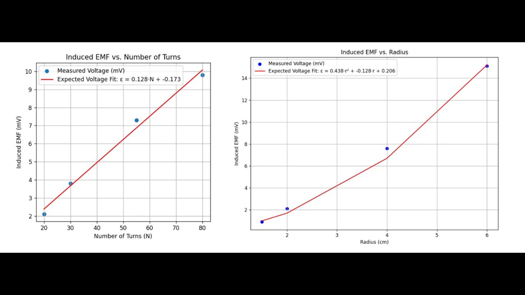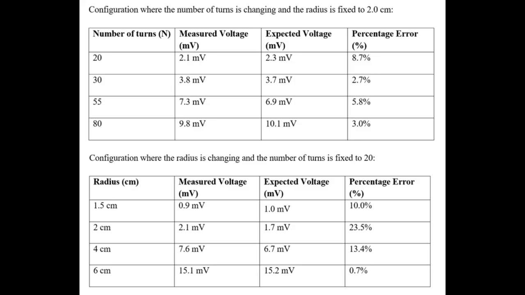values. As you can see from the first graph, it shows a linear relationship where the induced EMF increases proportionally with the number of turns in the coil, as predicted by Faraday's law. And the second graph shows a parabolic relationship with the induced EMF increasing more rapidly as the radius of the coil grows. This is because the area of the coil, which is proportional to the square of the radius, influences the induced EMF.